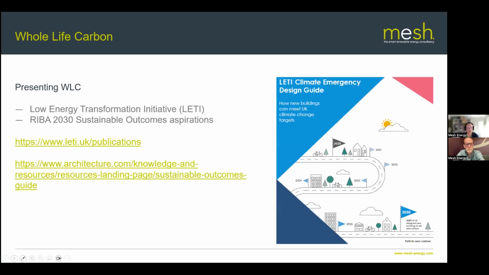And as to how we present this, well, since LETI went from being the London Energy Transformation Initiative to the Low Energy Transformation Initiative, it's become a really robust way of presenting the outcomes. And it also aligns with the RIBA 2030 sustainable outcomes. And so it enables us to benchmark and compare designs in a robust and consistent manner.